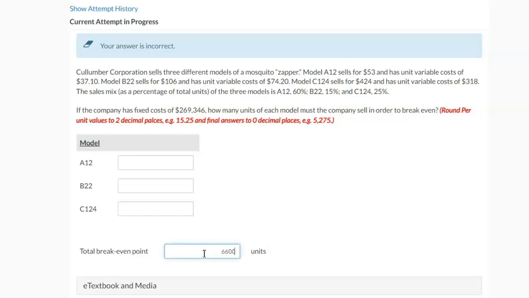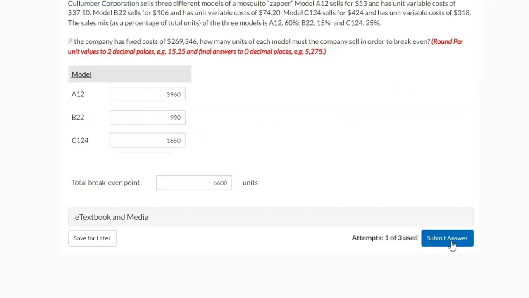Now, how many are A12? Now I have to multiply 6,600. It's easier with the Excel sheet, Doctor. Yes, it is. How many are B22s? I would agree on Excel. Well, we don't have Excel, but how many are C124s? Okay, that looks about right.